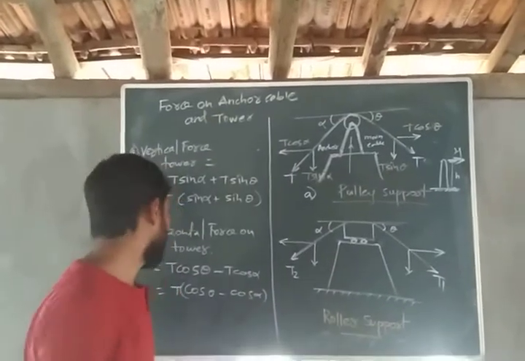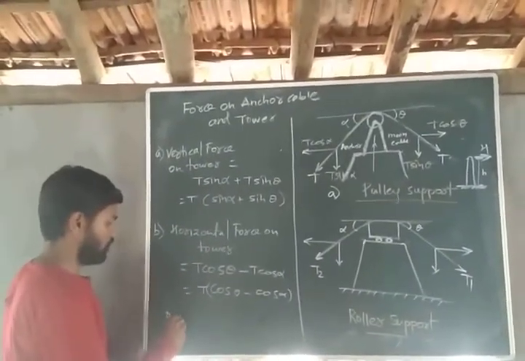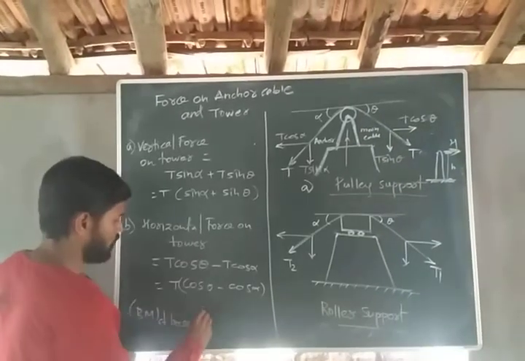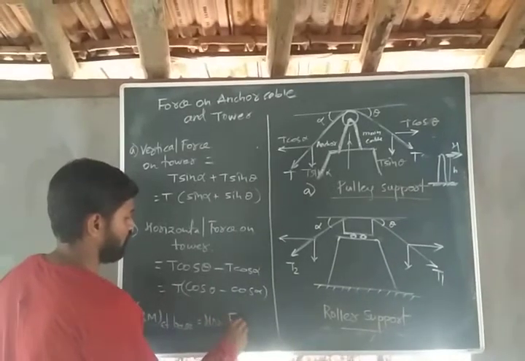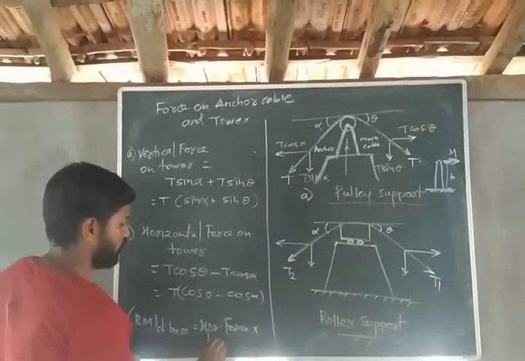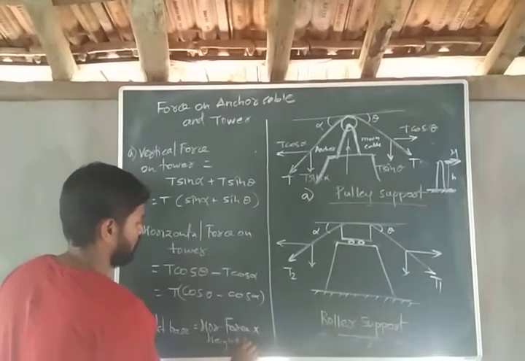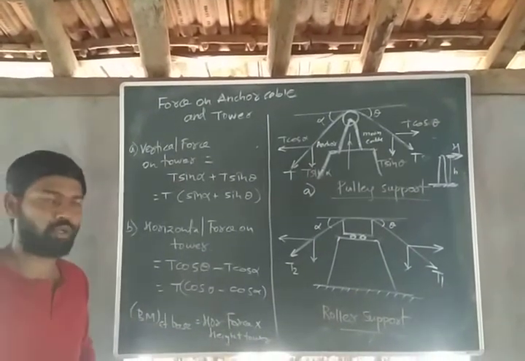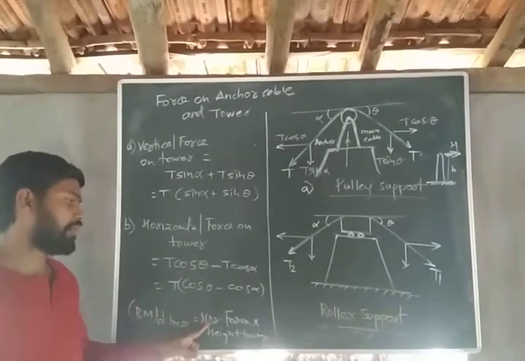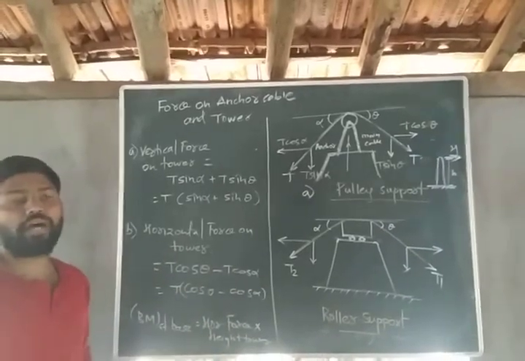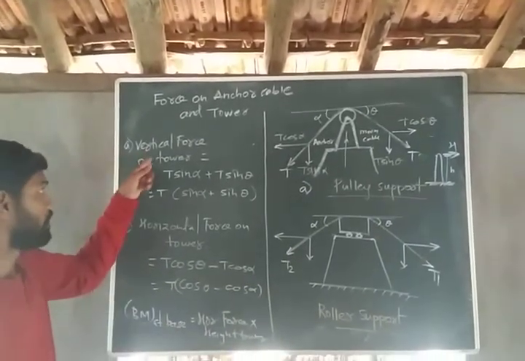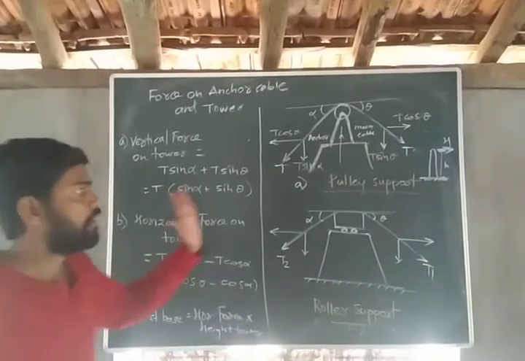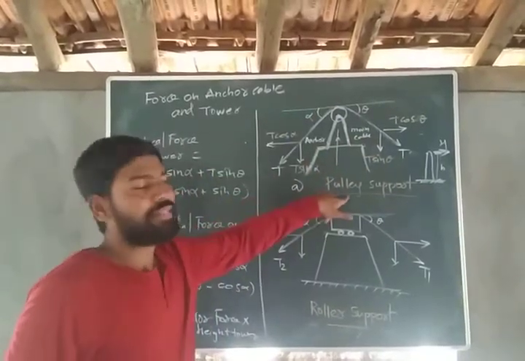So this bending moment at the base will be equal to this horizontal force multiplied by height of tower. In exam they may ask you to find out the bending moment at the base of tower. So you can calculate it by equating horizontal force multiplied by height of tower. So this is how you can calculate vertical force on tower, horizontal force on tower and bending moment at the base of the tower when a cable is supported by the pulley support.